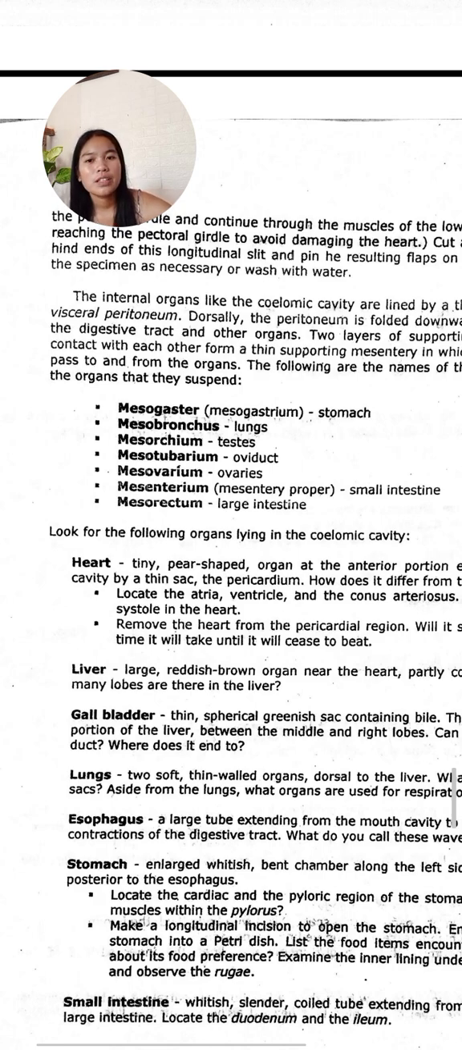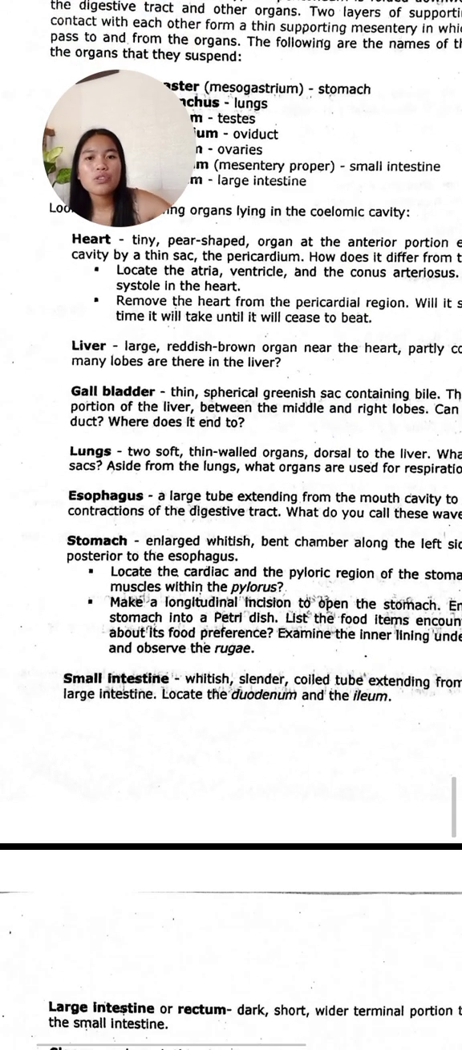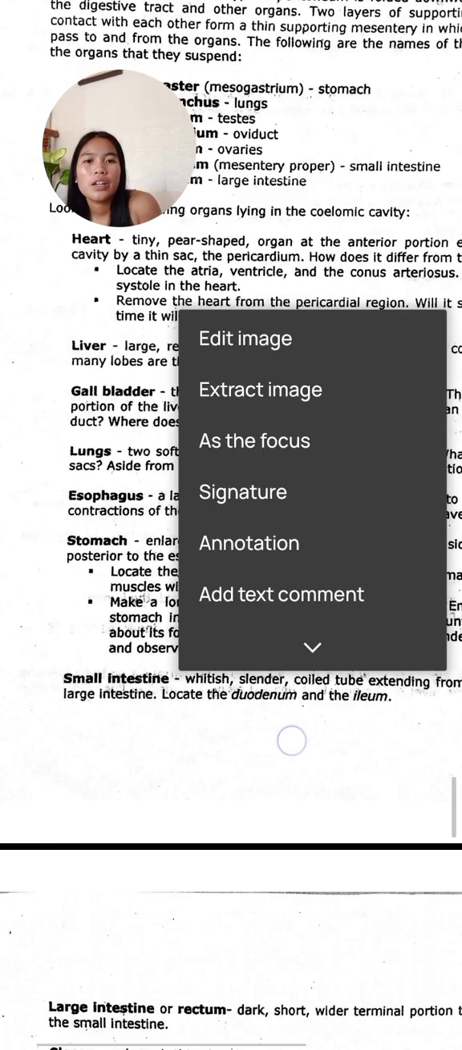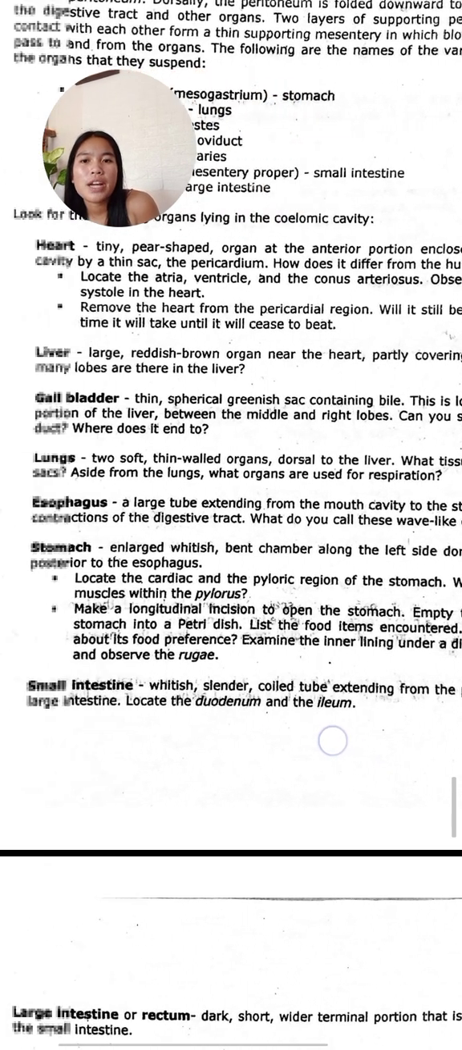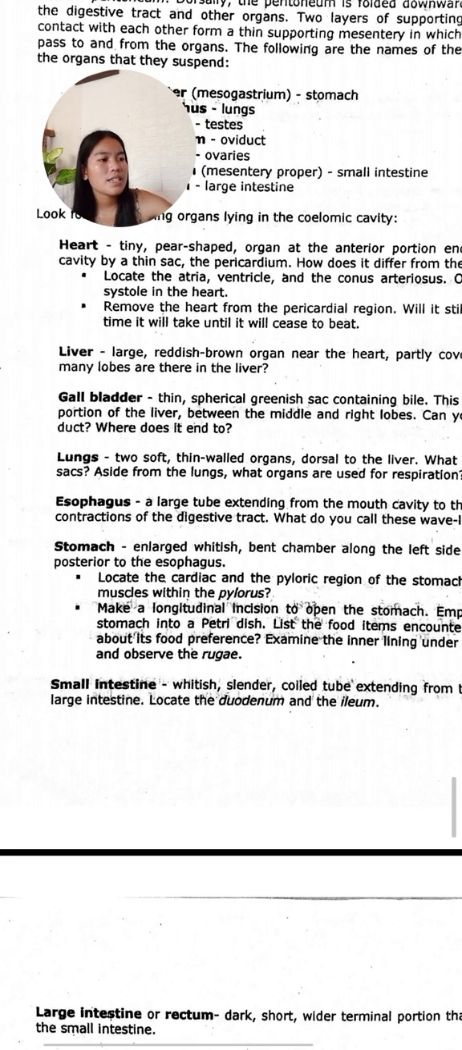Next is the lungs. So the lungs is two soft, thin-walled organs, dorsal to the liver. What tissues make up the air sacs? So lungs are located on either side of the breastbone in the chest cavity and are divided into 5 main sections. The lungs are responsible for removing carbon dioxide from the blood and adding oxygen to it. The heart and lungs work together to do this.